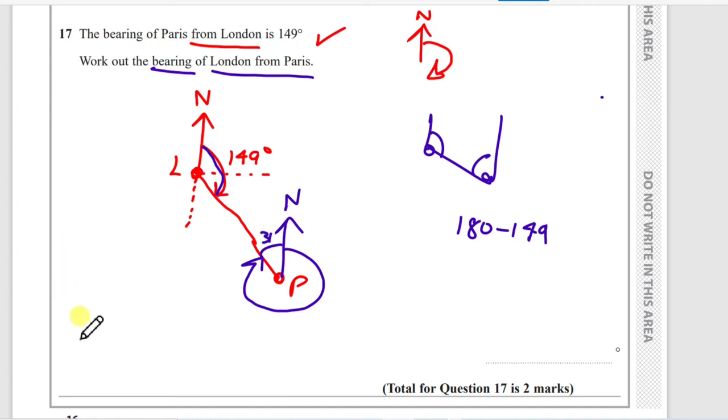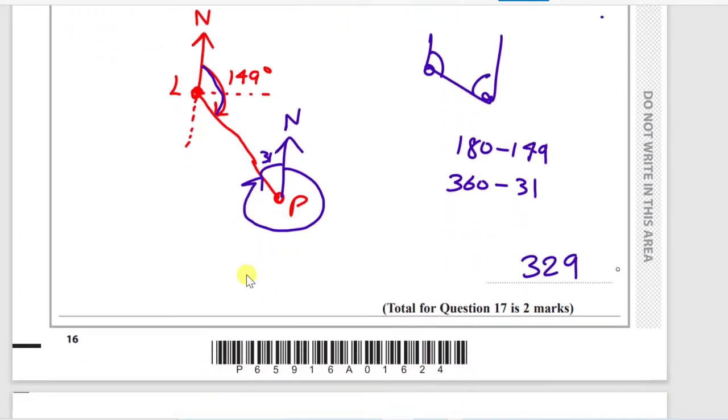That means, and another thing, all points around a circle or around a point must add up to 360. So to work out that big angle from here, which is what they want, all you're going to do now is 360 minus 31. And if you do that, you should get an answer of 329. And that is what they want. The bearing is 329 degrees.